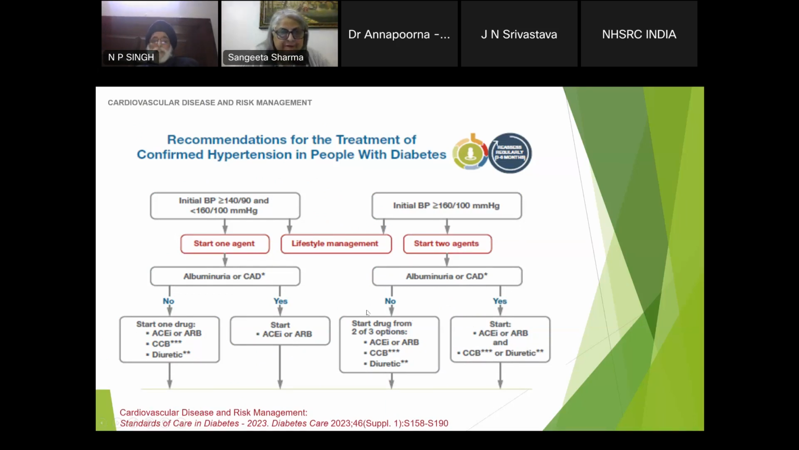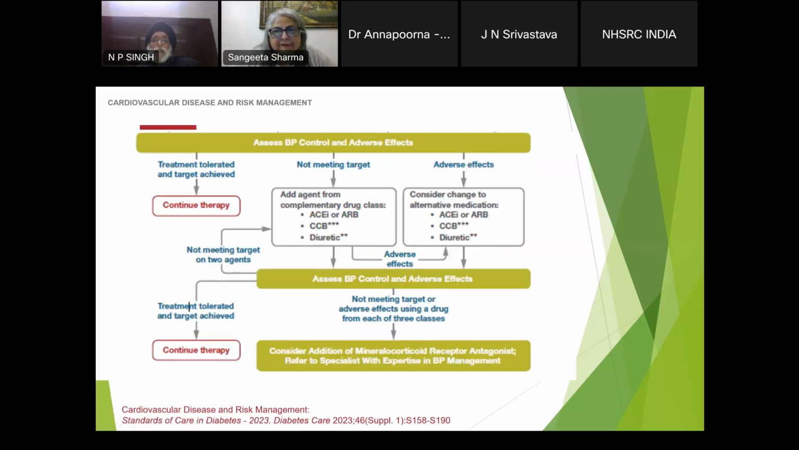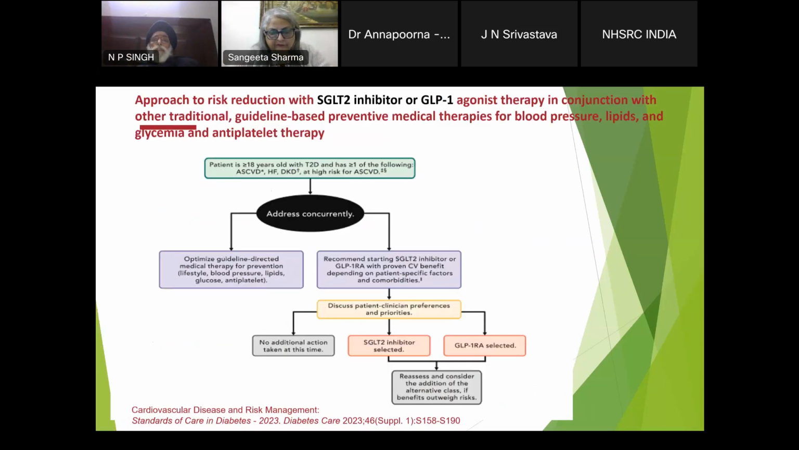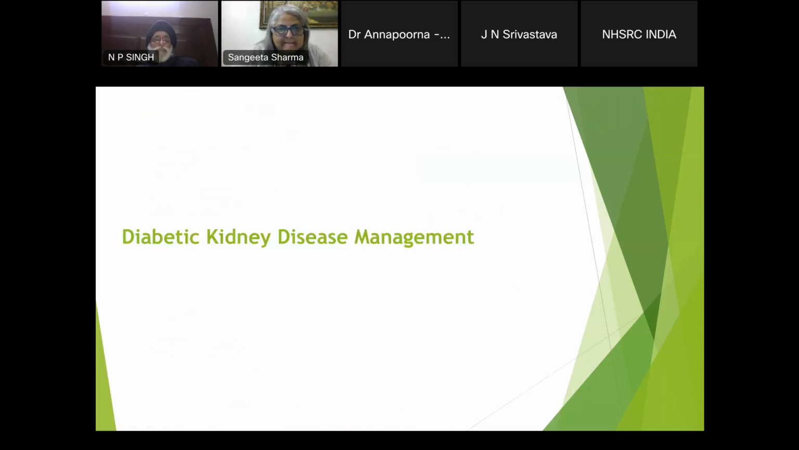So this is the line of management for patients who come with hypertension. And if the targets are not met, then add a third agent. And finally, if these are not met, then add a mineralocorticoid antagonist. So this is also one of the dictums for the management of patients who have both diabetes and high blood pressure. And of course, these are the two drugs which deserve special mention, about how these drugs, if selected, can now help you in trying to address the cardiovascular and renal reduction issues.